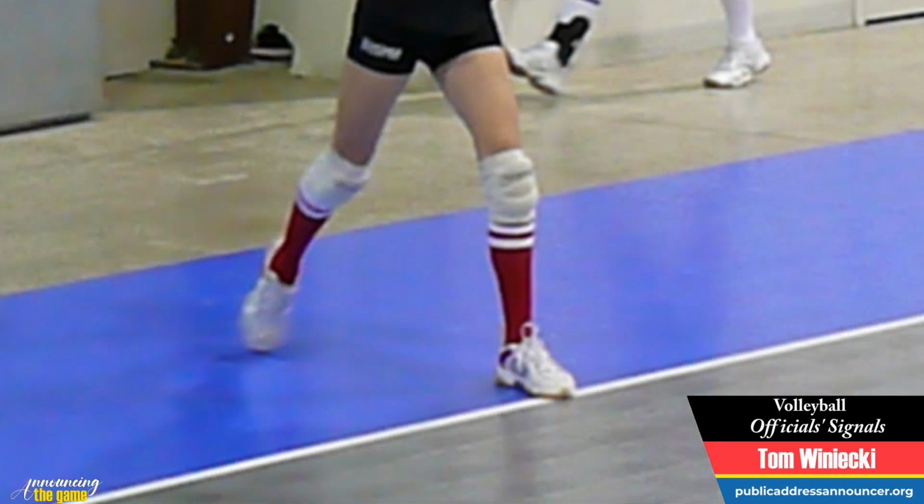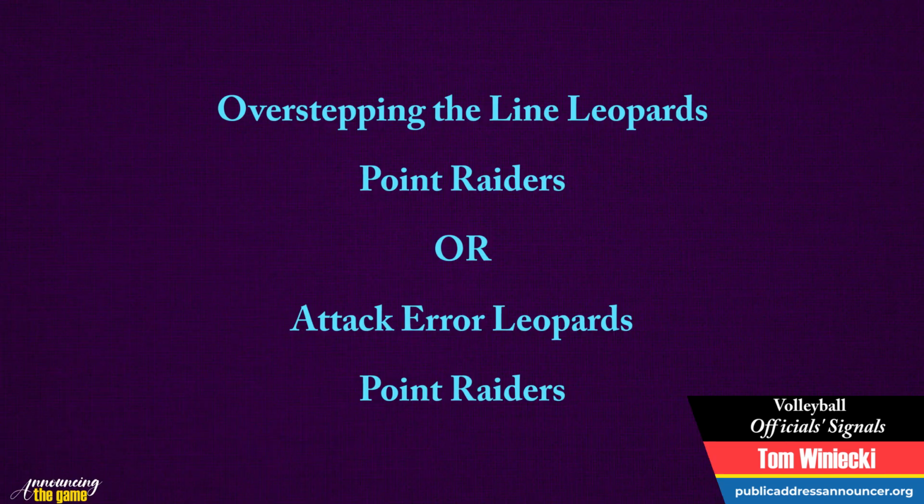Then there's overstep. This is when the center line is crossed or the server crosses their serving line. The official points to the net with a straight arm, then points one finger on the side of the offending team. If it's the server, they point to the server line. Your call would be, overstepping the line, Leopards, point Raiders. Or you could fall back on that basic call of attack error Leopards, point Raiders.